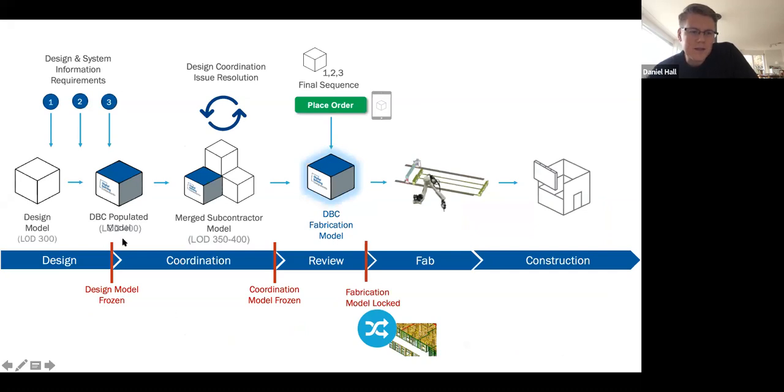So this is the process in which they do it. They have a design model, then they move towards the populated model, they merge a subcontractor model, and then they try to have these gates where they freeze the design. So they freeze the design at this point, and then they freeze the coordination, and then they're able to place their order, fabricate, and then construct on site.